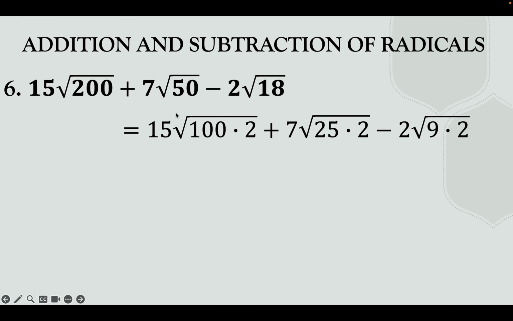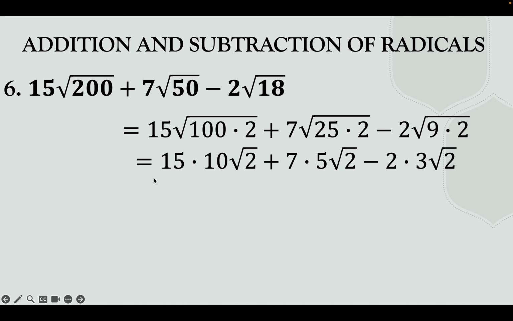So we have 15 square root of 100 times 2 plus 7, the factor of 50, we have 25 times 2 minus 2 square root of 18, we have 9 times 2, class. So we have to simplify this one. So we have here 15 times square root of 100 is 10 square root of 2 plus 7 square root of 25, we have 5 square root of 2 minus 2 times square root of 9, that is 3 square root of 2. So we have here the same index and same radicand now.